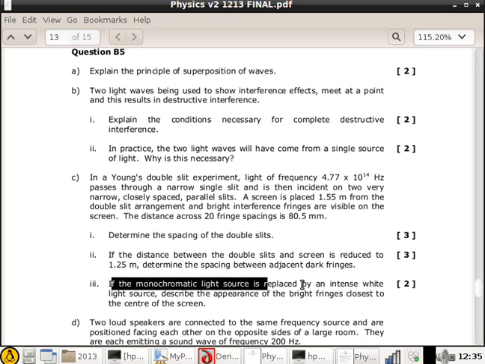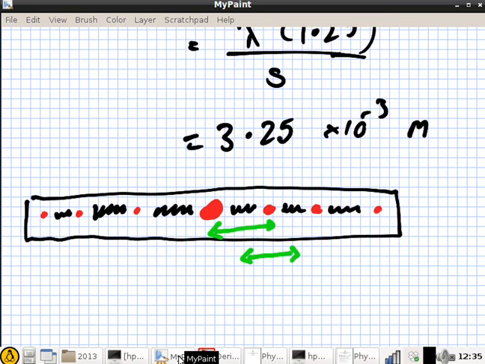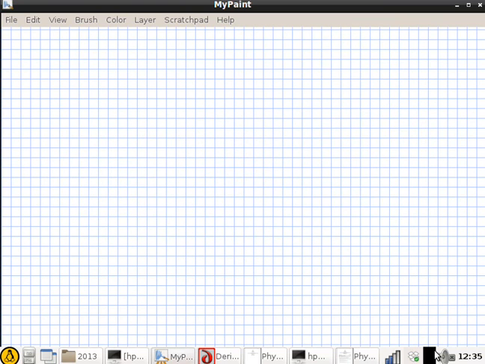if the monochromatic light is replaced by white light, what will happen to the dots? Now this one's a little bit tricky, but I'll explain it down below here. But how much battery do I have? Just about. So what's happened now is instead of having red light, they have white light.